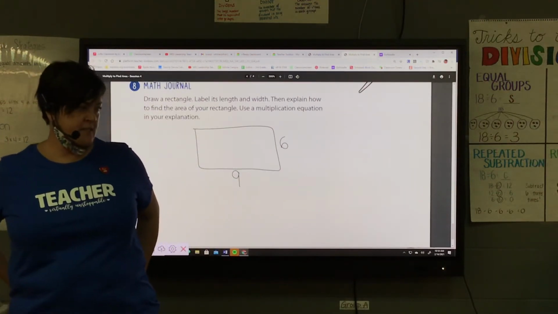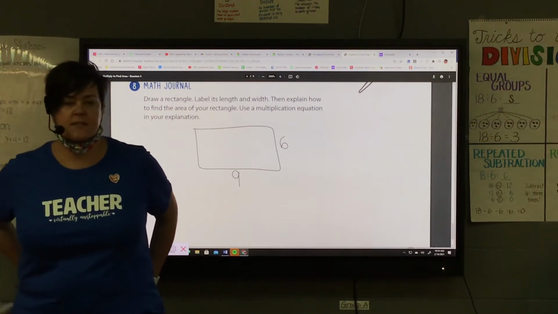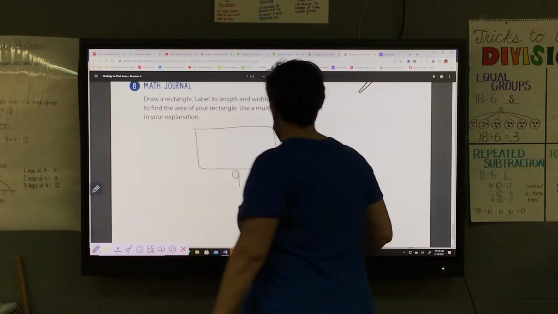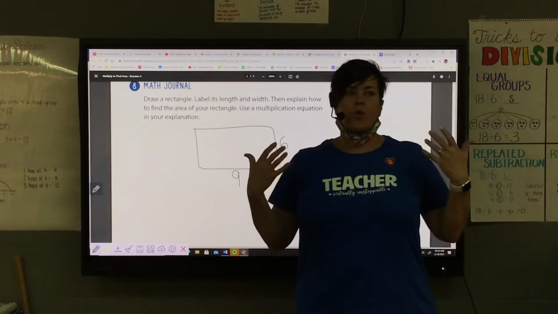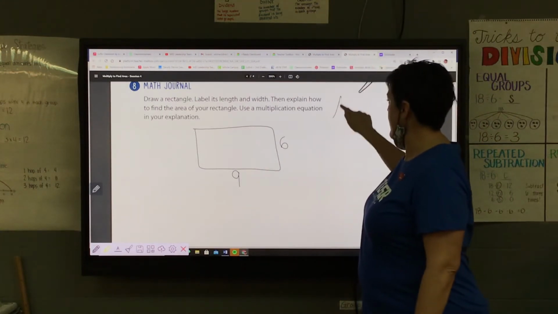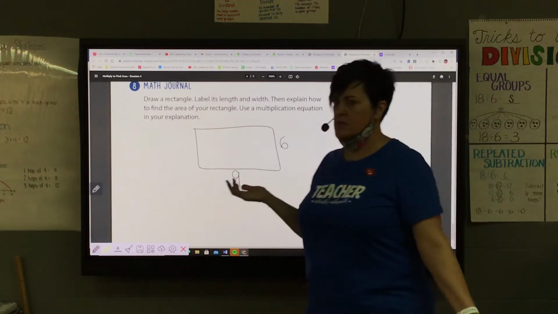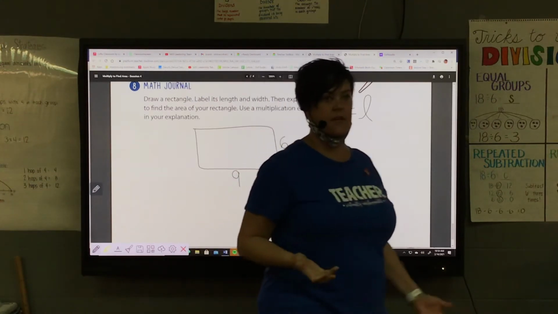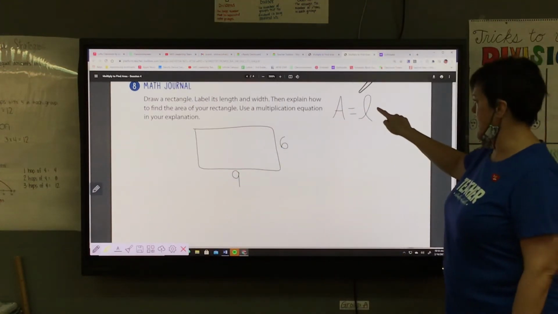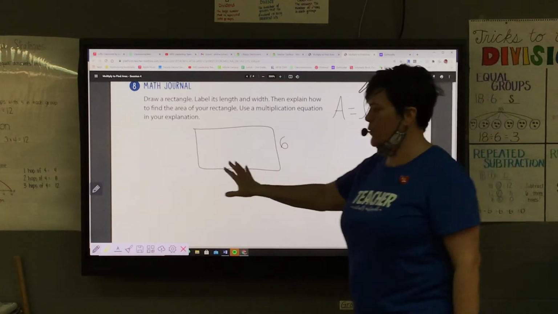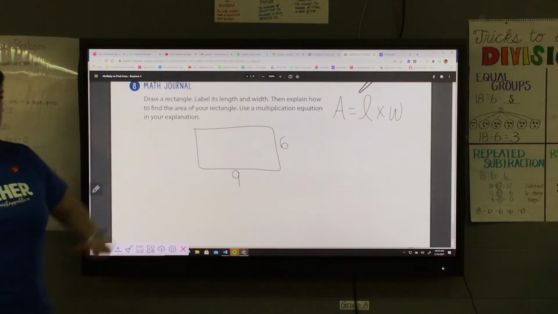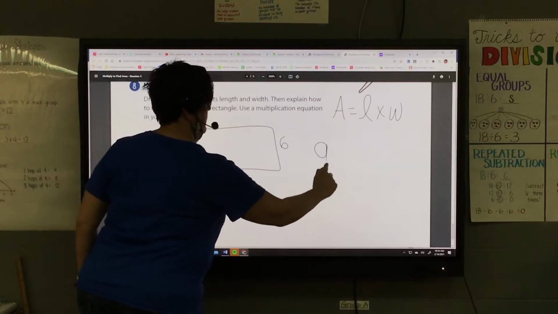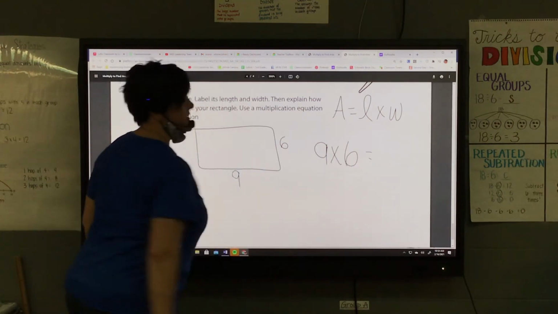Class, class. Yes, yes. Head on back to your seats. All right, so when I solve for area, so area equals what? Length. Length what? Length times width. So what would my equation be to solve my rectangle? Natalia. 9 times 6 or 6 times 9. Okay, 9 times 6 or 6 times 9.